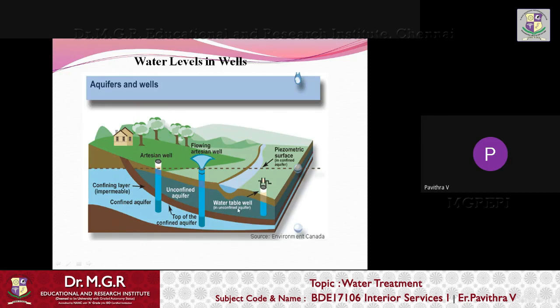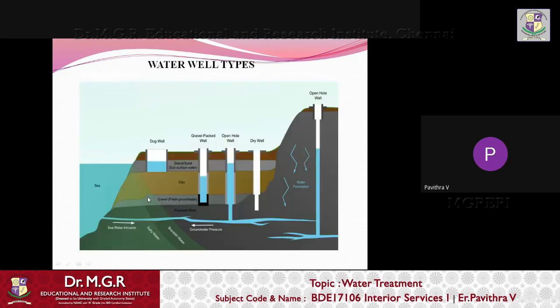Then the unconfined aquifer, and there is a water table well, and underground these are the different layers that will be provided. And here is the diagram which also shows you the dug wells, gravel packed well, open wells, and the dry wells. In this case, when the sea is present next to the ground surface, in the underground water storage, there will be a salt water intrusion happening. So that is why we get salt water.